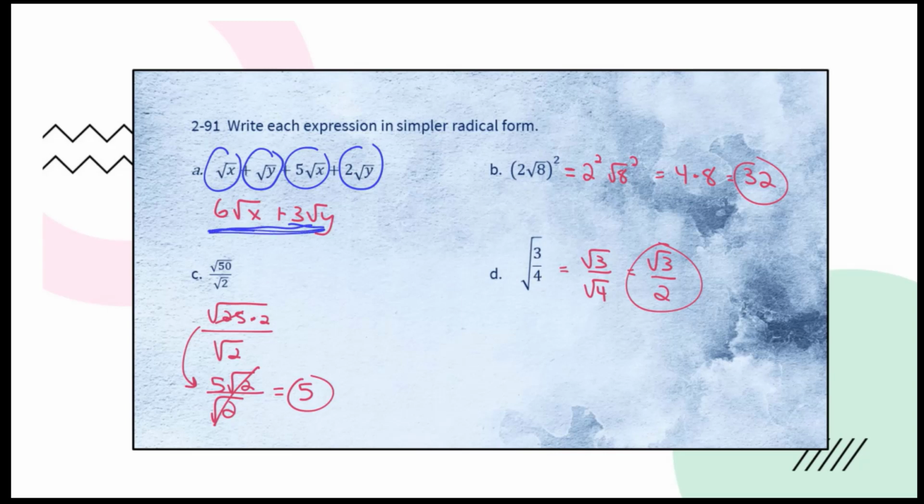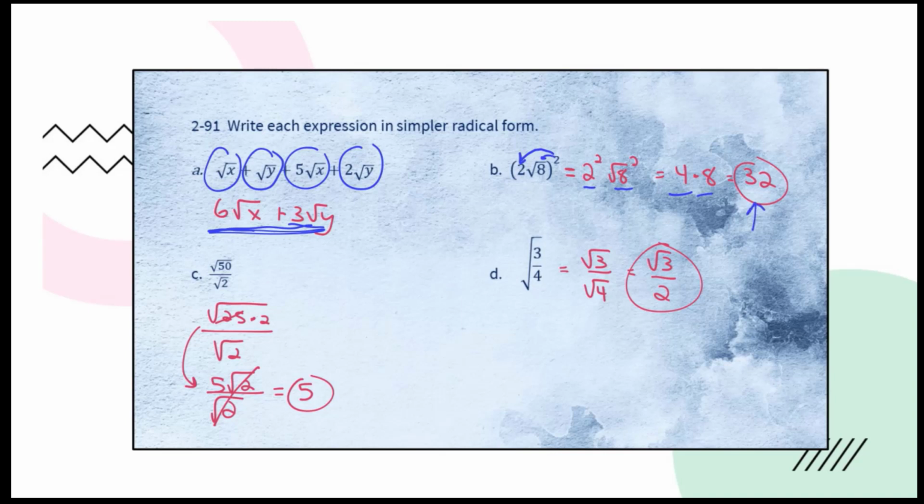Part B, what I did is I distributed this 2 to the 2 and to the 8. So you can see this here. 2 squared is 4. And then root 8 squared is 8. So then 4 times 8 is 32, which you see here, okay?